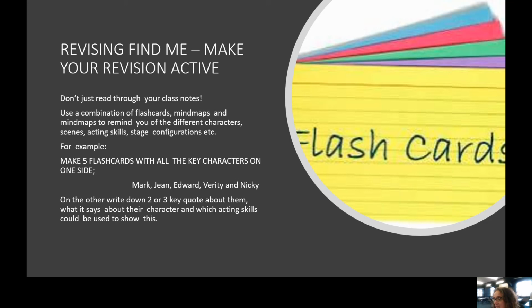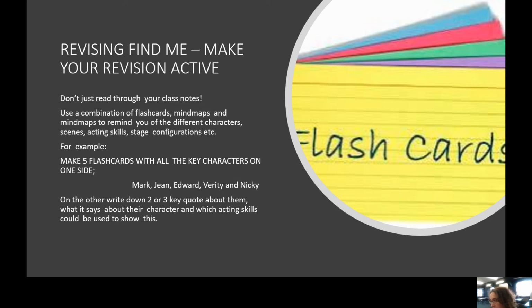So if you put Verity on one side of it, on the other side, find 2 or 3 quotes that say something about their character. So it could be something they said, or it could be something that somebody else said about Verity. What does it say? Write down what it says about their character. Does it say that she's a volatile character? Does it say that she's an unpredictable character? Write down some words like that, and then think about which acting skills somebody could use to show this.